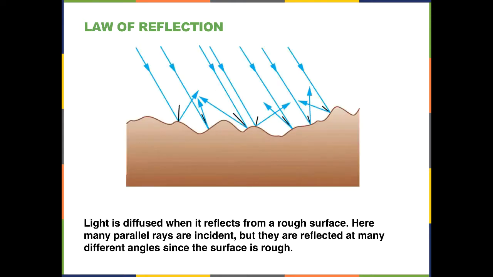Now, in most situations, light is diffused because it strikes a rough surface. Here, parallel rays strike a rough surface, but they are reflected in many different angles since the surface is rough. You can see that various normals are drawn at various points on this rough surface, and this results in each one having its own angle of reflection and causing a diffusion of the light.